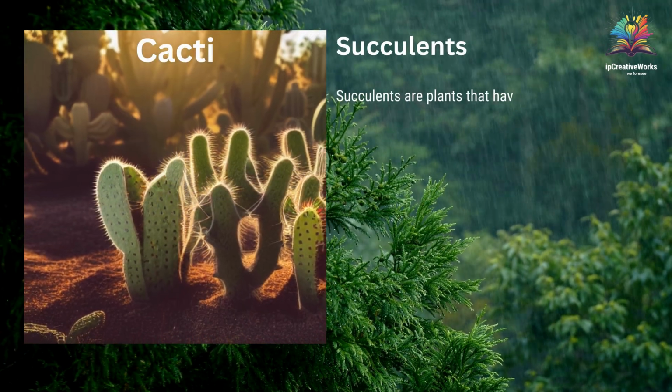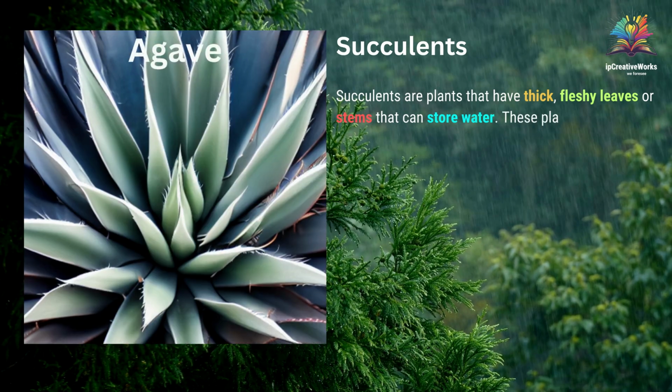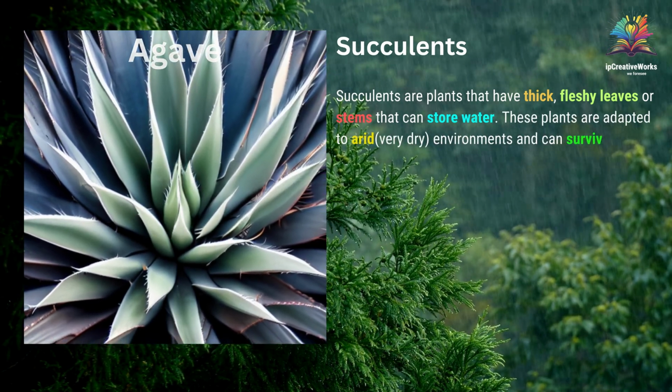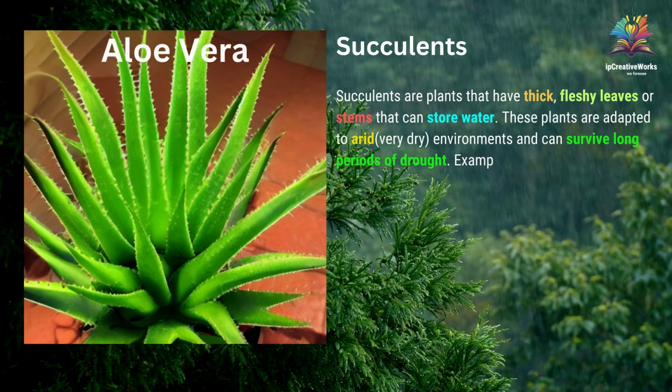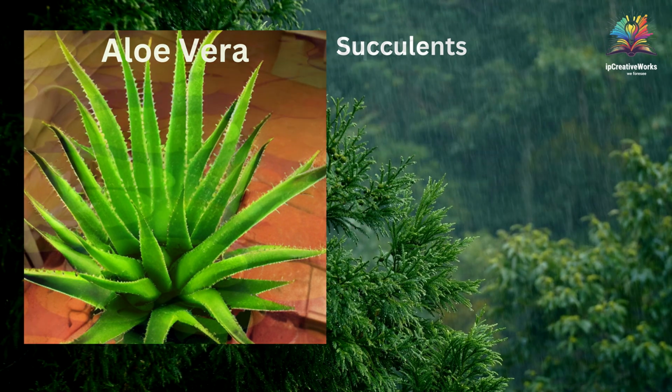Succulents are plants that have thick, fleshy leaves or stems that can store water. These plants are adapted to arid environments and can survive long periods of drought. Examples of succulents include cacti, agave, and aloe vera.